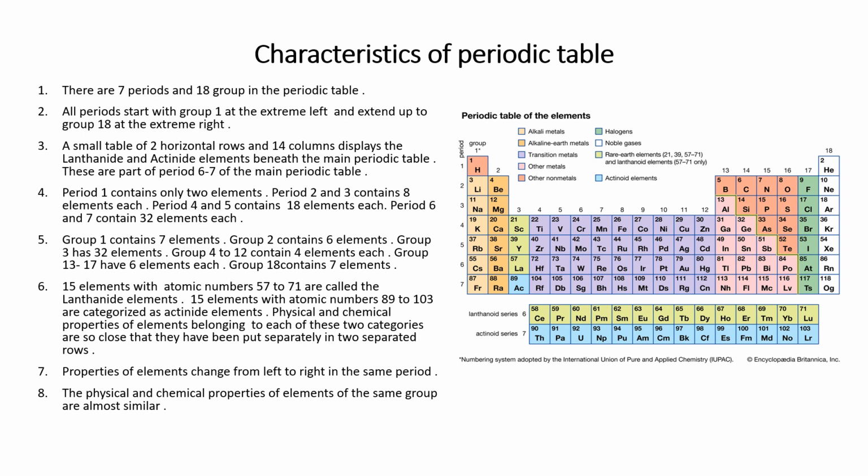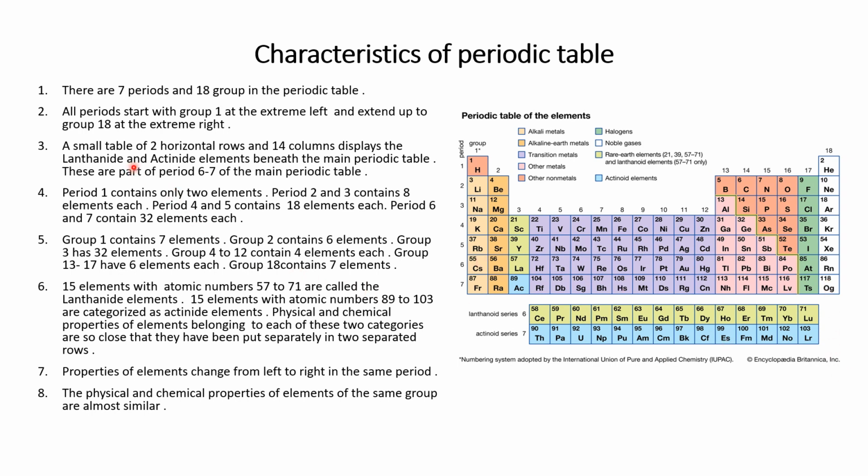There are 7 periods and 18 groups in the periodic table. Here are the 7 periods and 18 groups: 1, 2, 3, 4, 5, 6, up to 18 groups. All periods start with group 1 at the extreme left and extend up to group 18 at the extreme right.